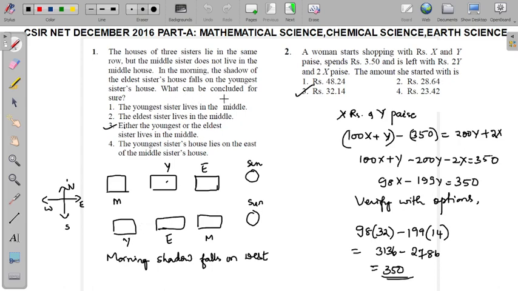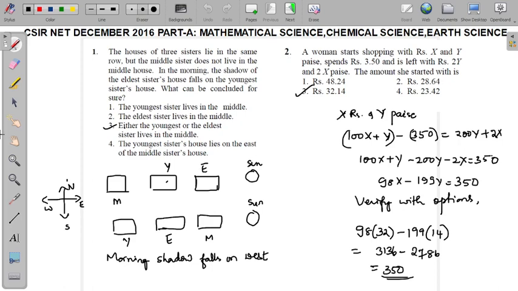Now, what can be concluded for sure? Out of these four options, the third will satisfy. From these two cases, the third option will be true. Either the younger sister or the eldest sister lives in the middle house. The rest of the options will not satisfy.